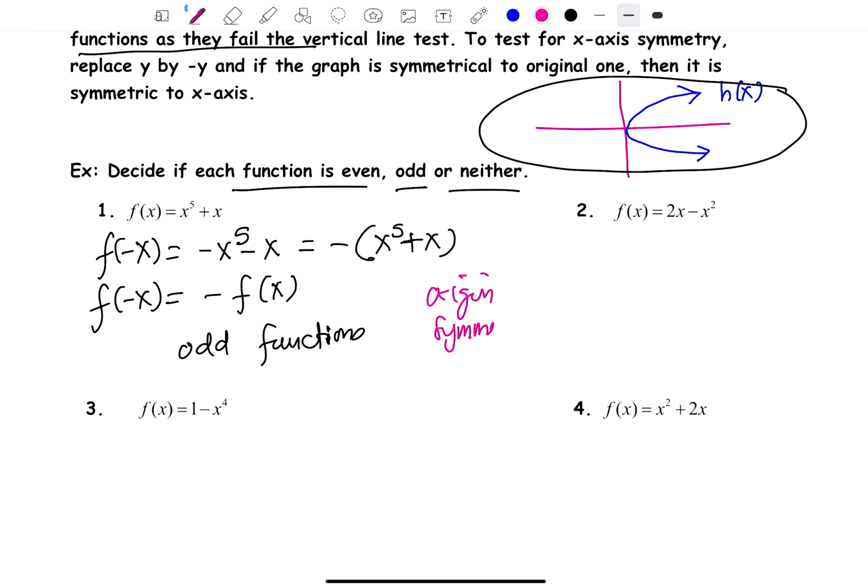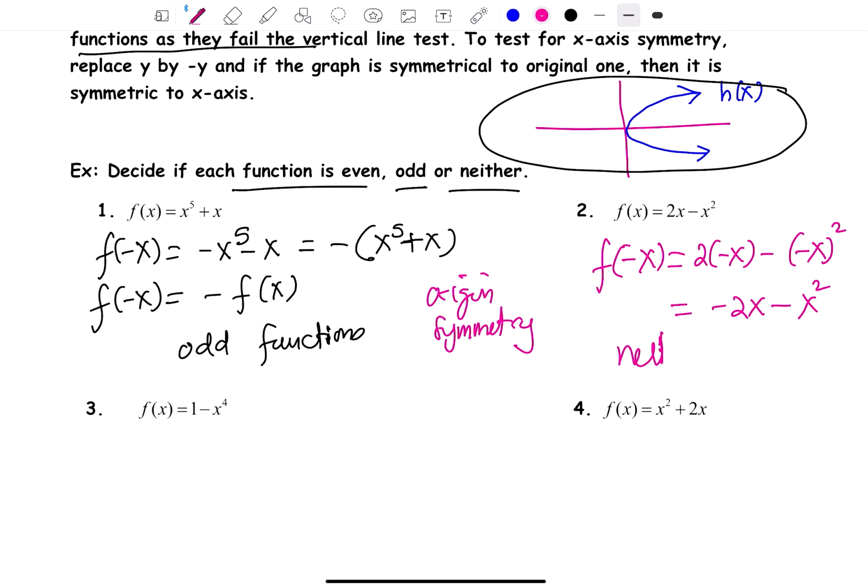Okay, next example, f of x is equal to 2x minus x squared. Let's see what f of negative x is equal to. f of negative x will be 2 times negative x minus negative x squared, which is negative 2x minus x squared. And it's not the same as the original function. It's not the opposite of the original function. So this is going to be neither. This graph is not even or odd. This is neither.